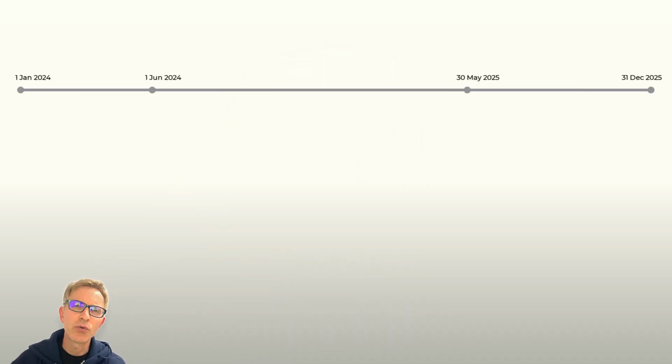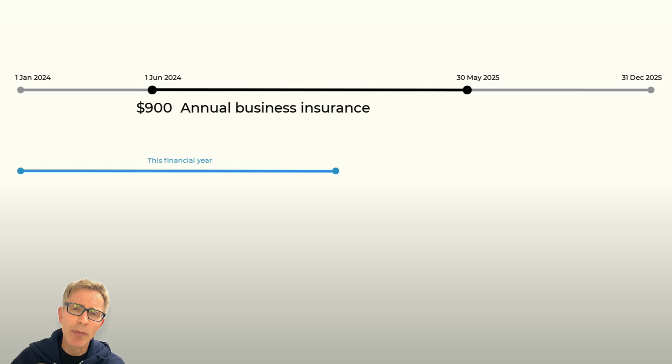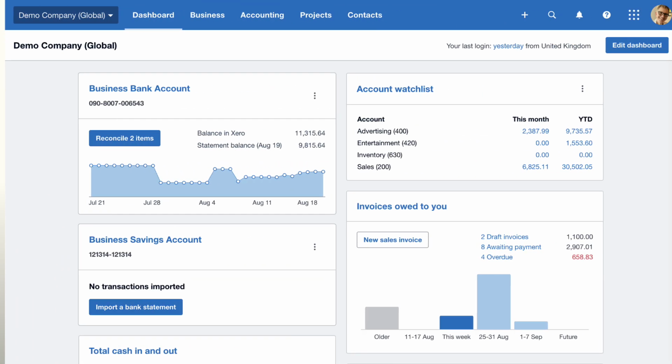On the 1st of June, we made a payment of $900 for annual business insurance. The insurance is for the period 1st of June 2024 to 30th of May 2025. So in my financial reports for this year, I need to show 7/12 of the insurance. And in my reports for the next financial year, I need to show 5/12 of the insurance. Let's see how this works in Xero.